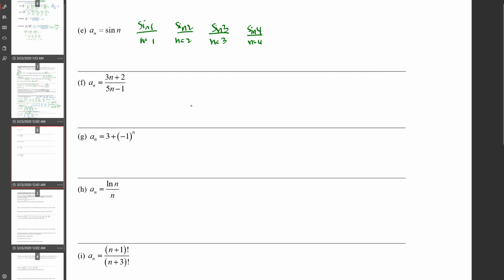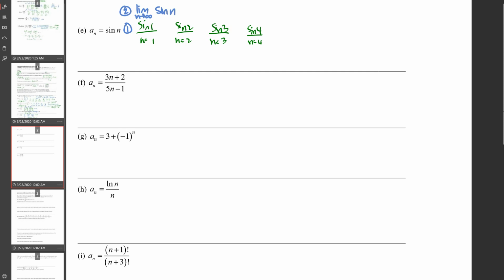diverge or converge? Well, there are different ways to do this. This is interesting because listing terms really doesn't help me, since I don't know the value of sine 1, sine 2, sine 3, sine 4. So what I do is I always approach this. There are three ways to approach it. First is just to write out the terms. If that's not helpful, you could also just do the limit as n goes to infinity of sine of n.